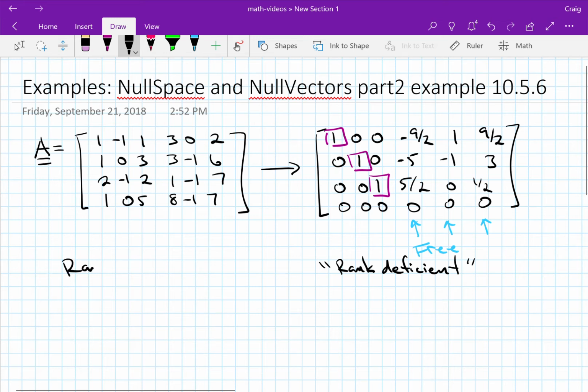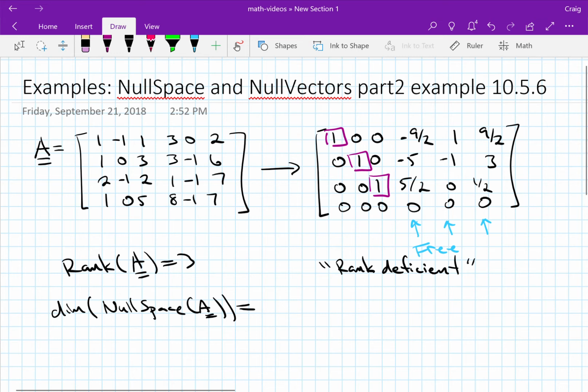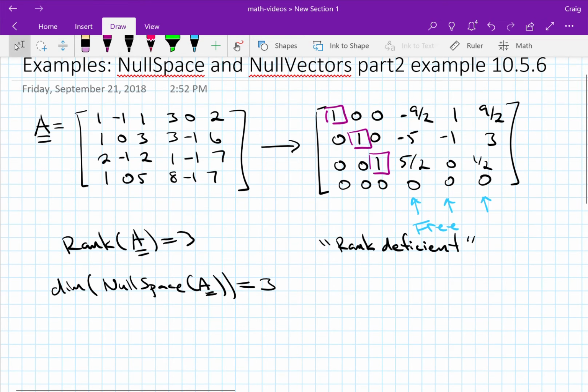So the rank is 3, which means that the dimension of the null space of A, which we knew had to be at least 2, is actually 3. We have one extra null vector. It turns out to be 3 because we had a missing leading one and one extra free column. So there are 3 free columns. Okay, then how do we go about defining our 3 null vectors?